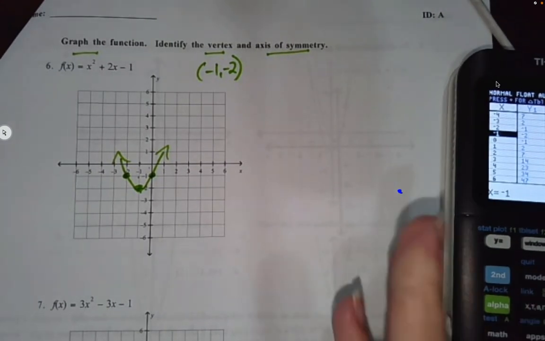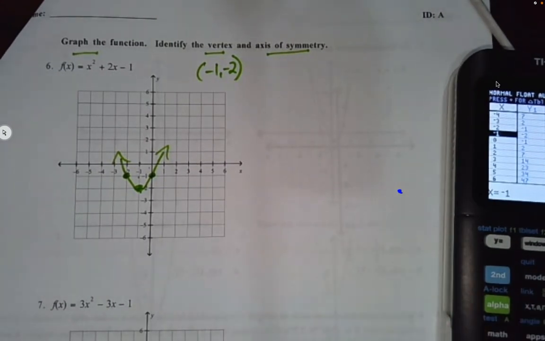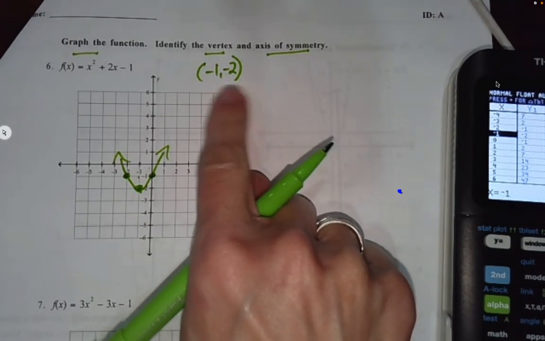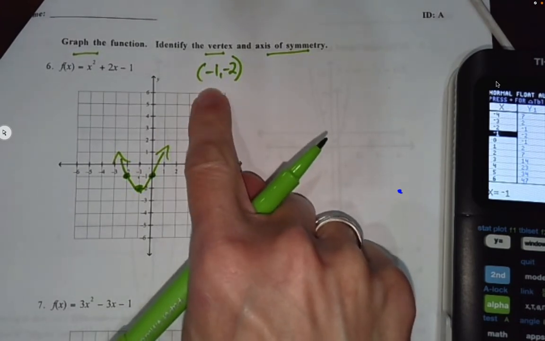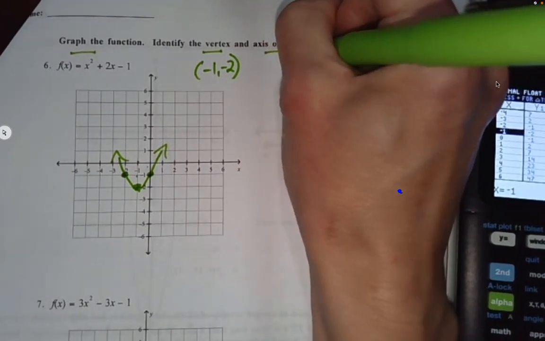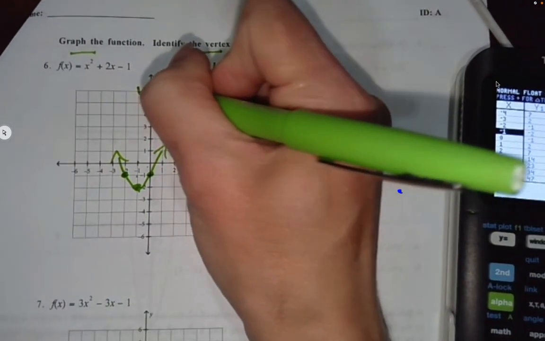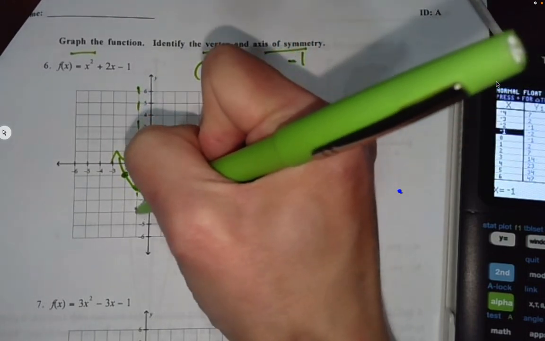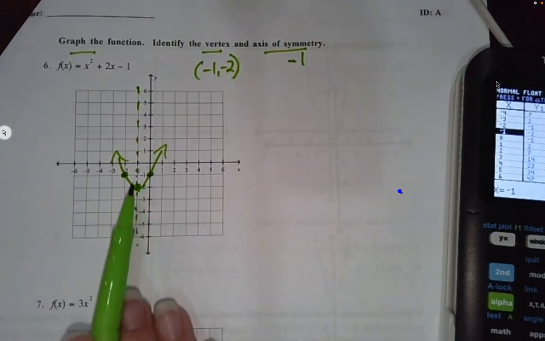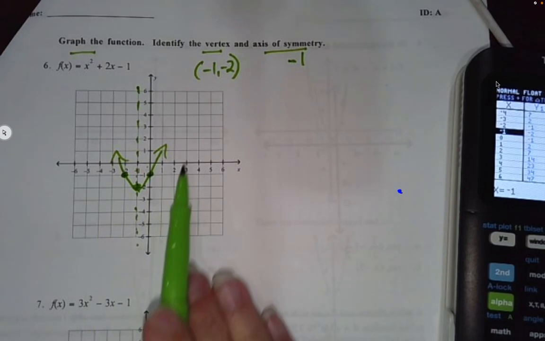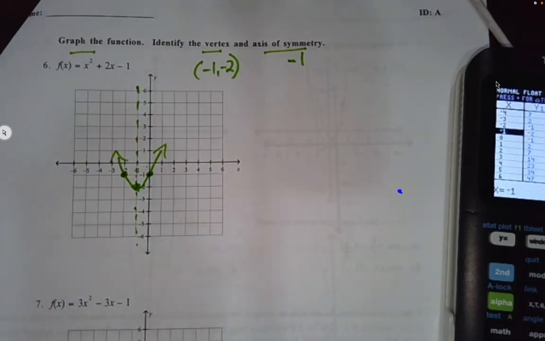So I would put -1, -2. Your axis of symmetry is just the x value. What's the x value? Which one's the x value? The -1. So you would just put axis of symmetry is -1. They normally put x equals -1. All that means is this right here is where it's symmetrical. You don't have to draw that, but that's the axis of symmetry at -1. That's where it looks like it's a mirror.